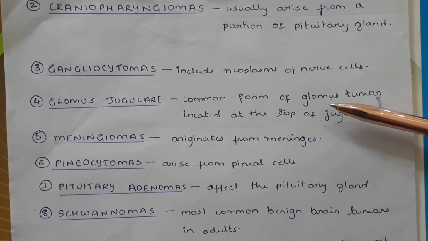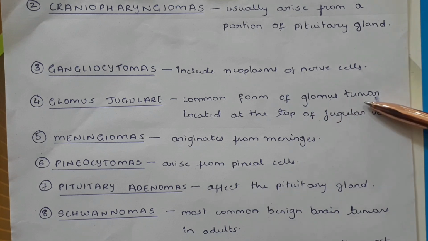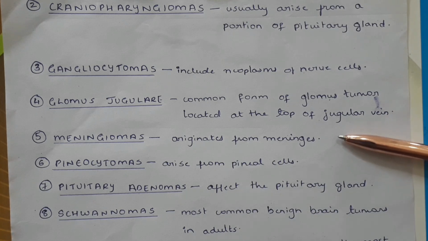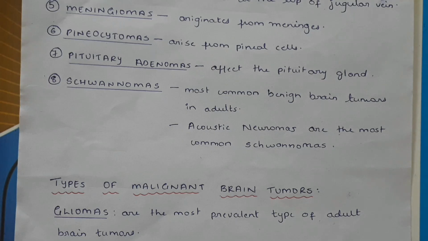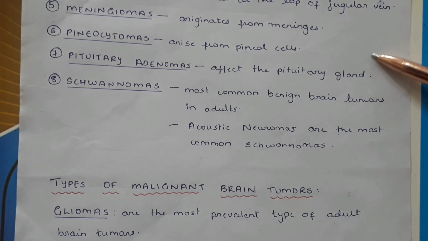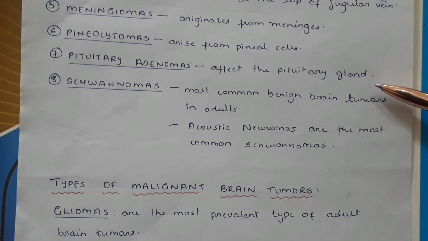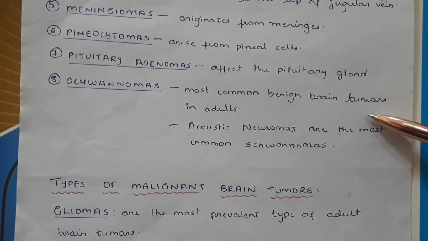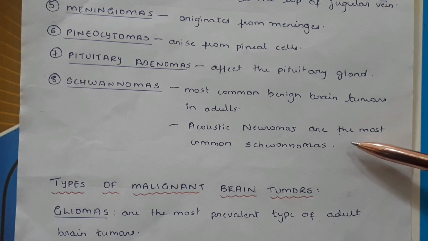Glomus jugulare, common form of glomus tumor located at the top of the jugular vein. Meningiomas originates from the meninges. Pineocytomas, which arise from the pineal glands. Pituitary adenomas, which affect the pituitary gland. Schwannomas, which are the most common benign brain tumors in adults. Acoustic neuromas are the most common schwannomas.